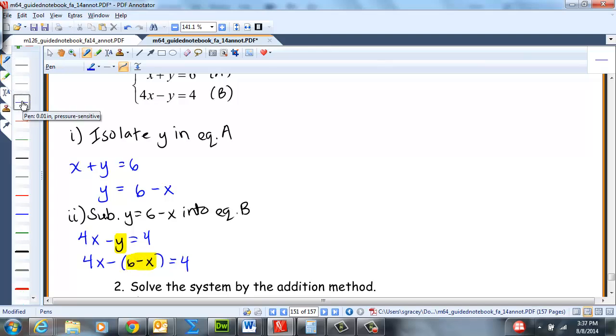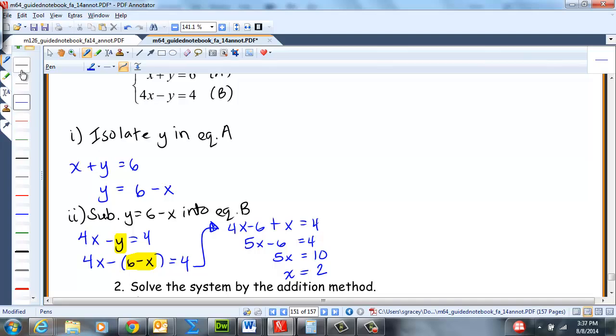So now we have a linear equation in one variable, which is review stuff. We've got 4x minus 6 plus x is 4. That gives us 5x minus 6 is 4. Adding 6, I get 5x is 10, and dividing both sides by 5, I get x is 2. All right, halfway there. The third step would be to substitute x equals 2 into equation A. I think that will be easiest.